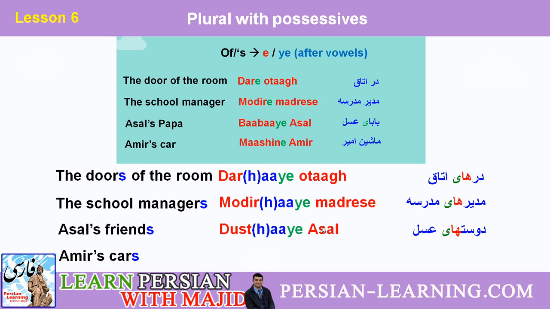دوستهای عسل. Asal's friend. I just changed papa with friend because we can't have more than one papa. So I replaced it with friend. Asal's friends. دوستای عسل. Amir's car. Car is machine. Then we have machina. Then we have ماشینای امیر.